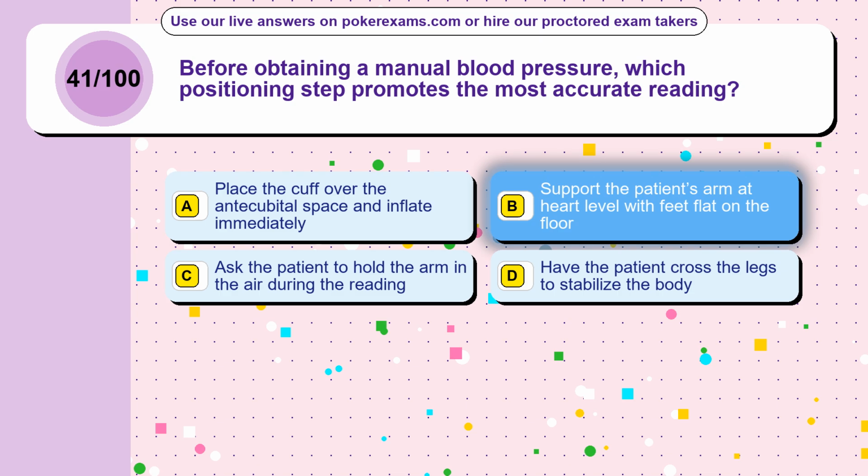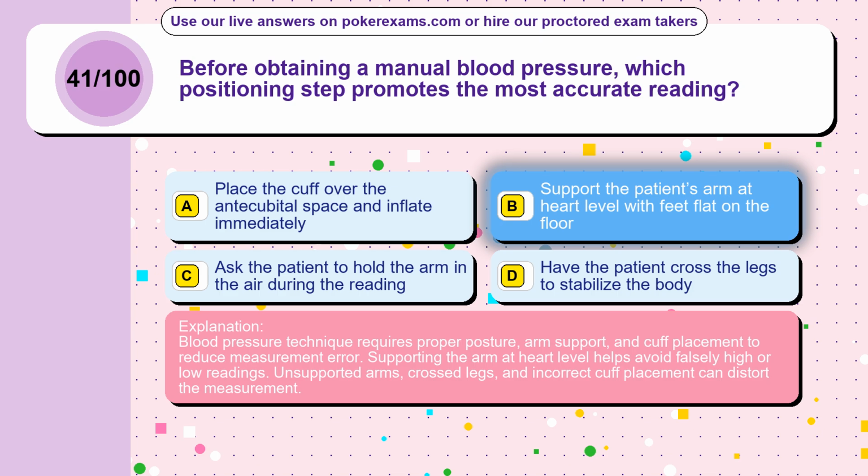The correct answer is option B. Support the patient's arm at heart level with feet flat on the floor. Blood pressure technique requires proper posture, arm support, and cuff placement to reduce measurement error. Supporting the arm at heart level helps avoid falsely high or low readings. Unsupported arms, crossed legs, and incorrect cuff placement can distort the measurement.